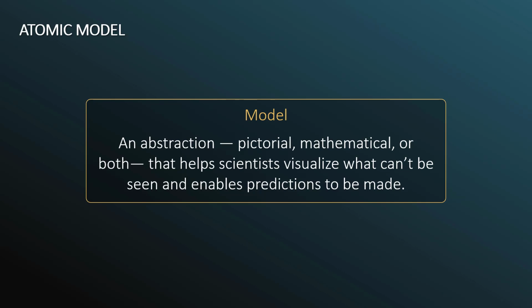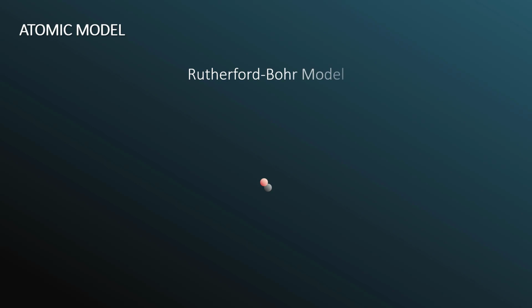Physicists and mathematicians come up with mathematical models, and they connect it with a pictorial model. One of the earliest models is the Rutherford-Bohr model. This was presented by Niels Bohr and Ernest Rutherford in 1913, so quite a long time ago. And they proposed that the atom is a system consisting of a small, dense nucleus surrounded by orbiting electrons.